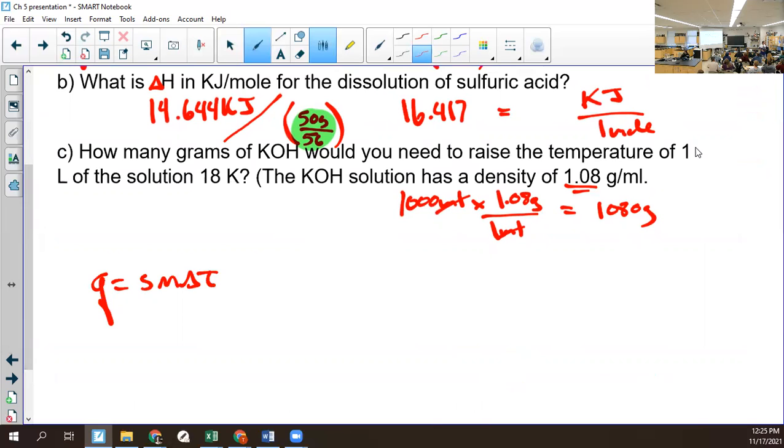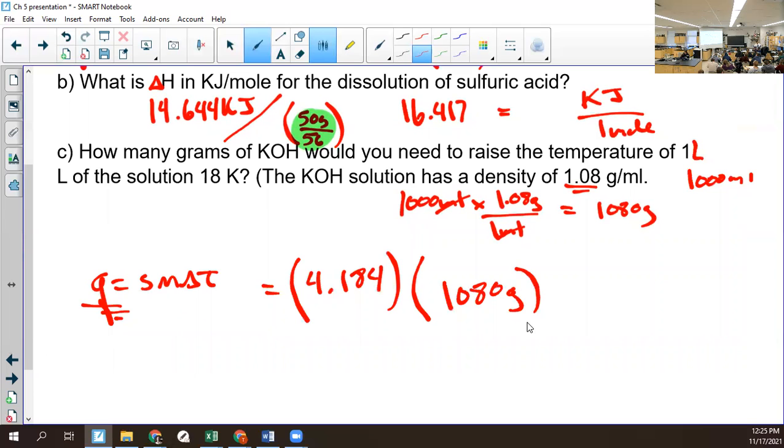I took the volume of 1 liter. I converted it to milliliters, which is 1,000 milliliters. You with me? And then I multiplied it by the density, which was 1.08. Okay, so I plug this in to find the heat needed. So I have S, the specific heat, 4.184, right? Good. Next, the mass, we found it to be 1080 grams. And then the change in temperature, it wants 18.